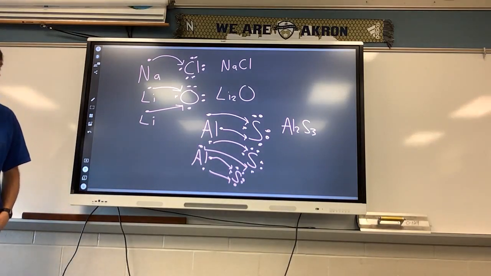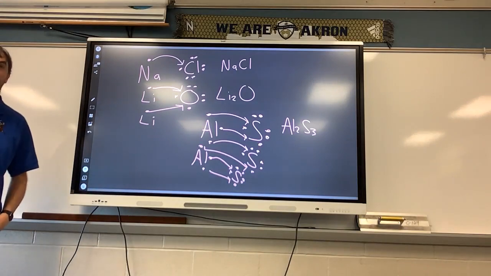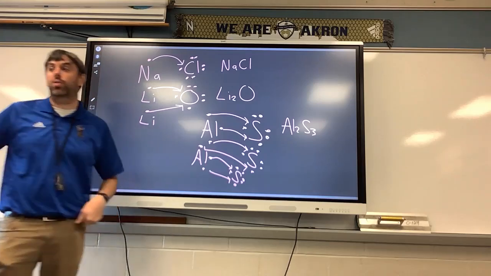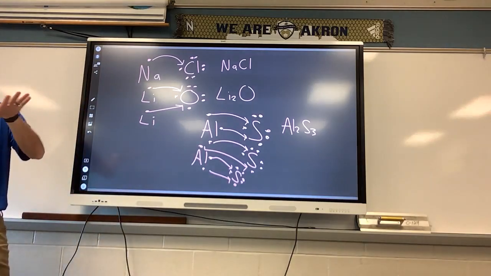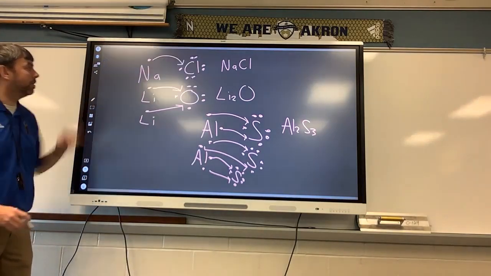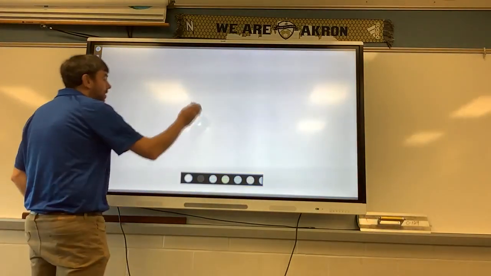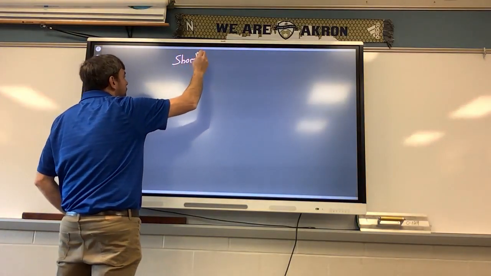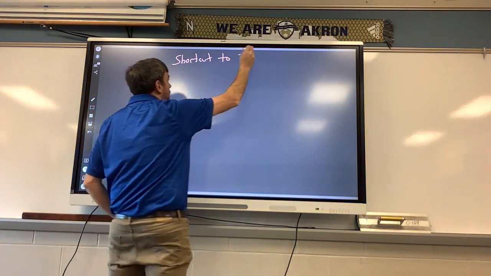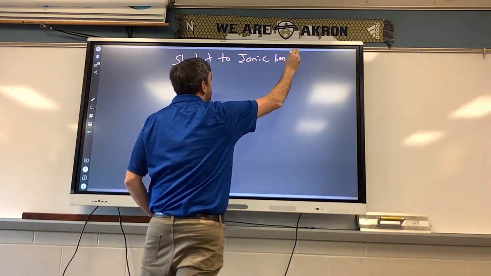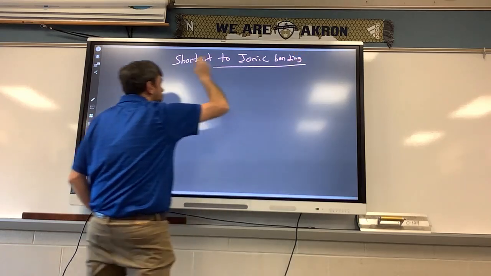So that is the long way of doing these. There's a shortcut. But you have to understand what's going on with the electrons before I can show you the shortcut. Are you good with that part? All right, so here we go. Next page. This is what I like to call the shortcut to ionic bonding. So let's talk about a summary of what we've talked about so far.